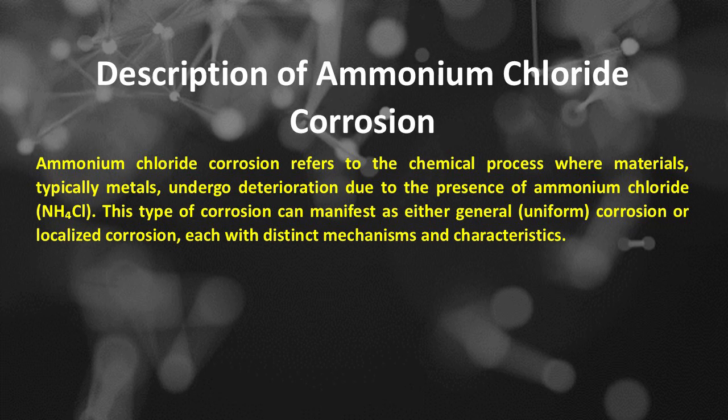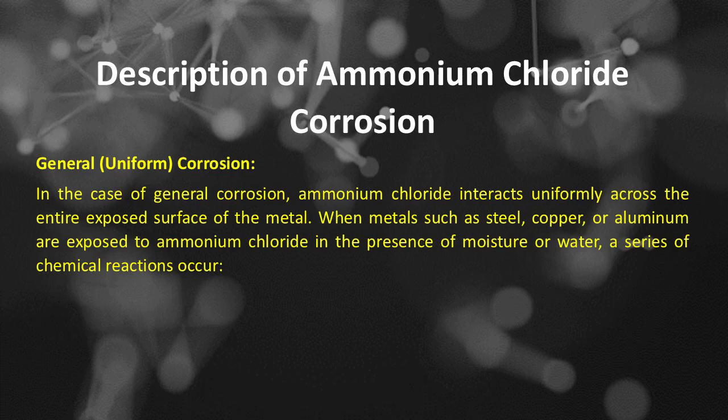Ammonium chloride corrosion refers to the chemical process where materials, typically metals, undergo deterioration due to the presence of ammonium chloride, or NH4Cl. This type of corrosion can manifest as either general, uniform corrosion or localized corrosion, each with distinct mechanisms and characteristics. The first is general or uniform corrosion.